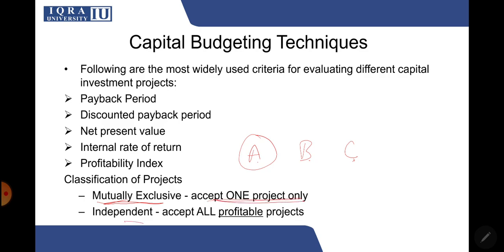Whereas in independent, you can accept all profitable projects. So if A is profitable, B is profitable, C is profitable, you can accept all three of them if they are independent. So the decisions are independent of each other. As long as it is profitable, you can accept that project.